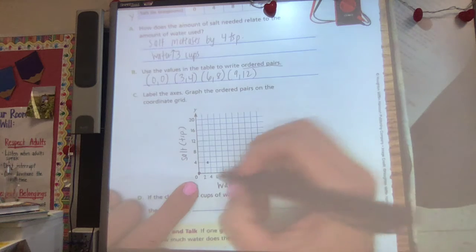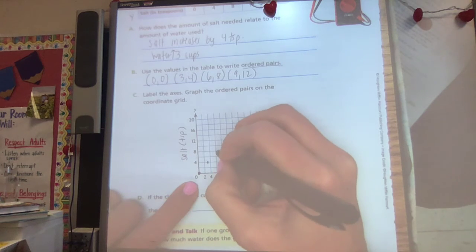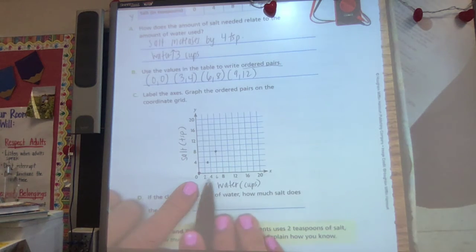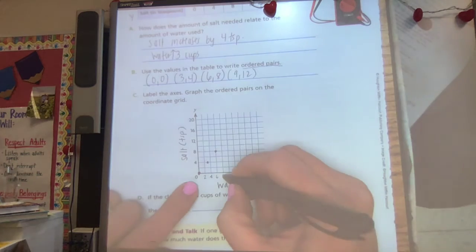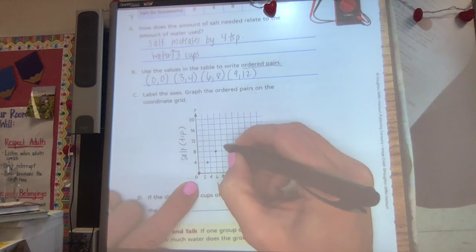Then 6, 8. Here's my 6. Here's my 8. It's totally good to write that in. And then 9. So 8, this would be 10, so 9 is here. 9 and 12.